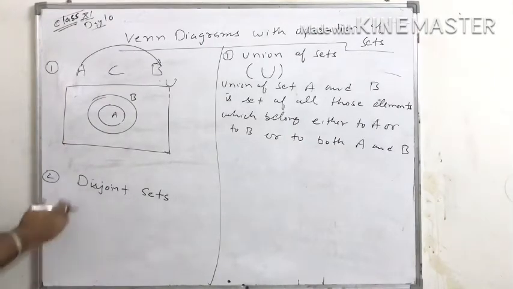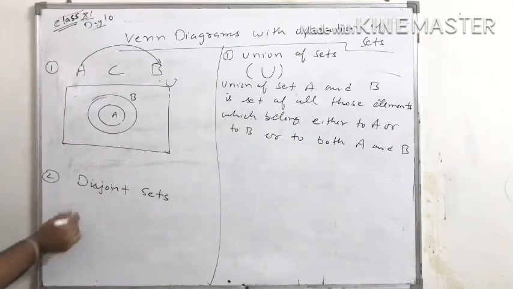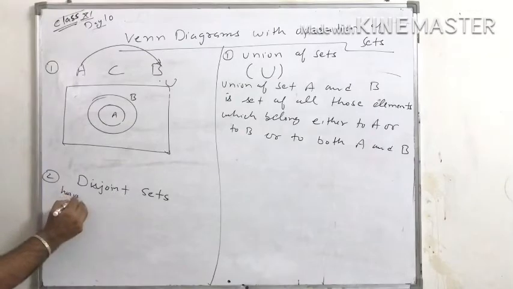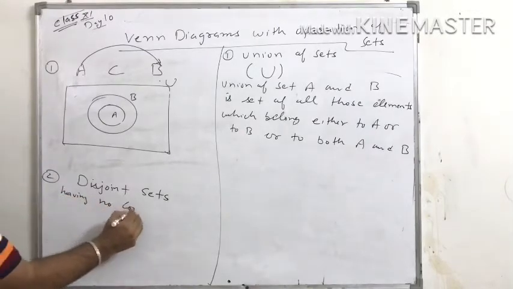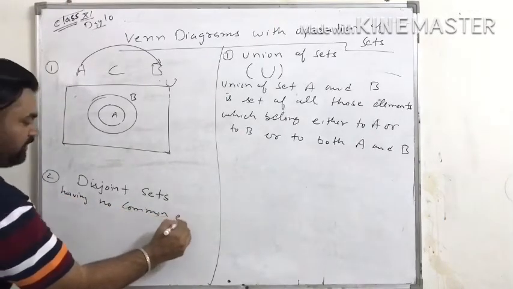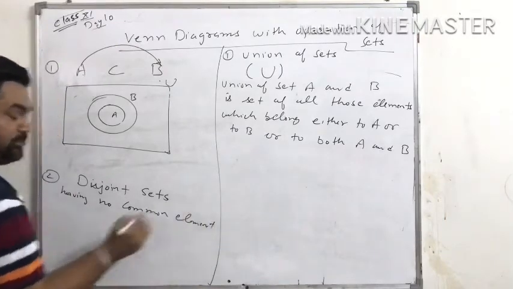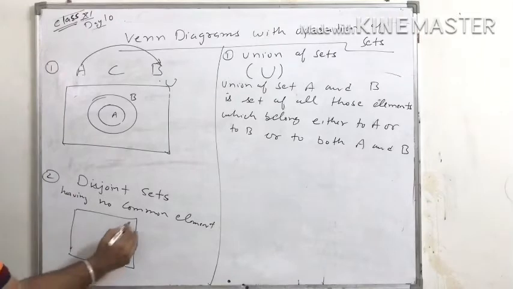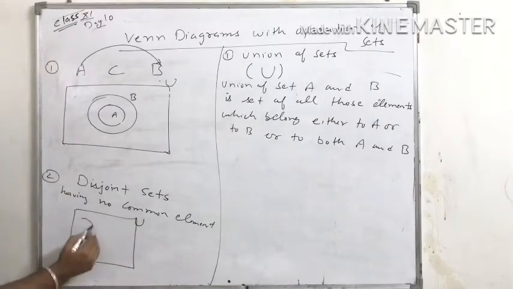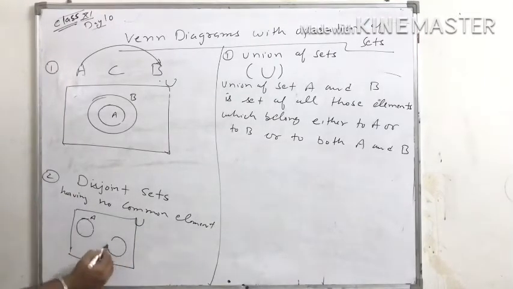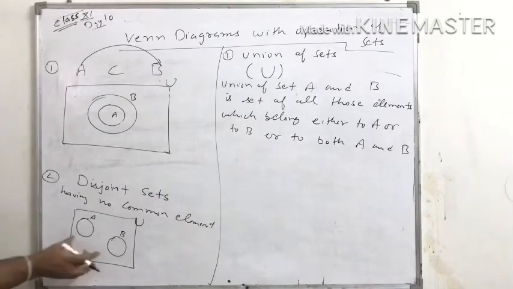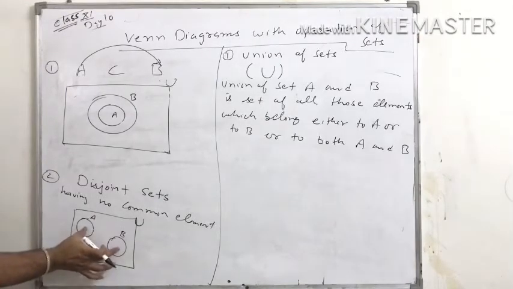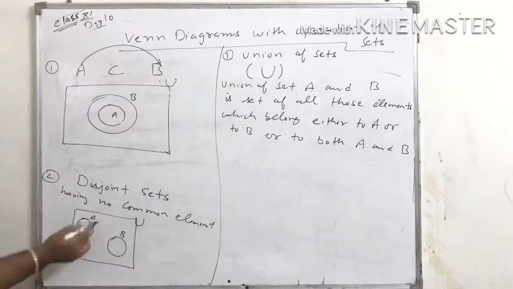Disjoint sets. Disjoint sets are the sets having no common element. So in Venn diagram we represent this is universal set. Now this is set A, this is set B. So there is nothing common between these two sets. So these are called disjoint sets.